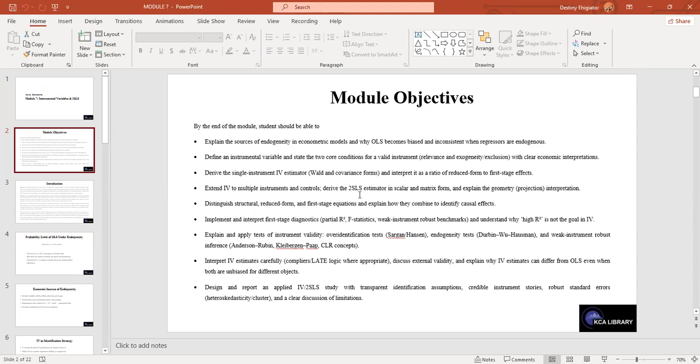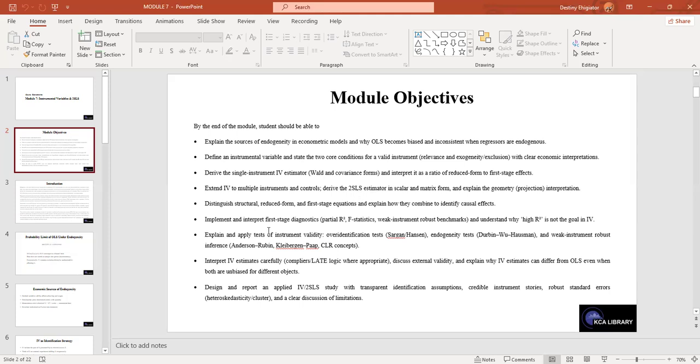Students should be able to derive a single instrument IV estimator. Students should be able to extend the IV to multiple instruments and controls. Students should be able to distinguish structural, reduced form, and first stage equations and explain how they combine to identify causal effects. Students should be able to implement and interpret first stage diagnostics.